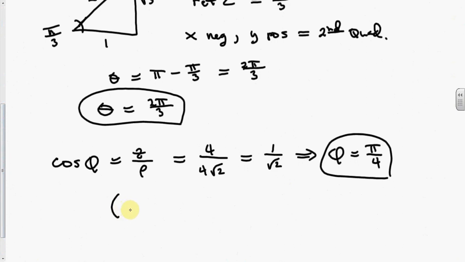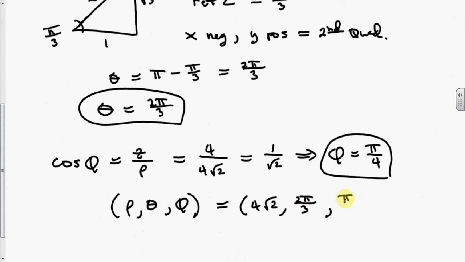So for spherical coordinates, it's rho first, then theta, and then phi. Here rho is 4 times the square root of 2, theta is 2 pi over 3, and phi is pi over 4. Any questions there?